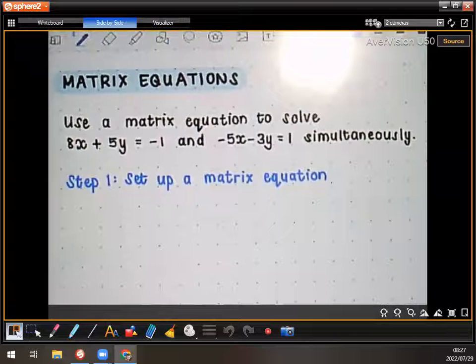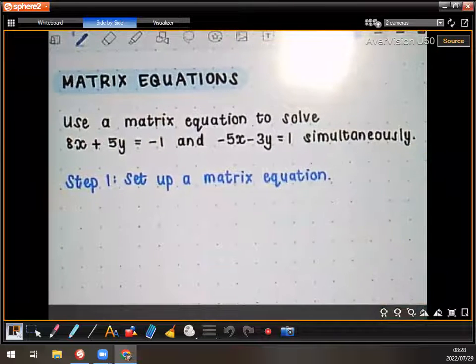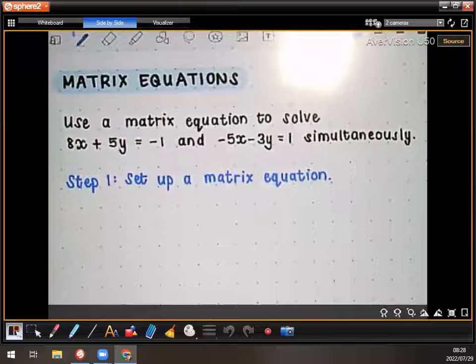All right, are you writing down what I'm writing down? Go over here. Okay, set up a matrix equation, sorry, I don't know why I said that so strangely.